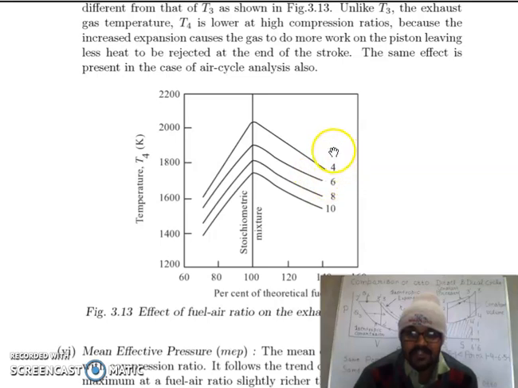So when your pressure ratio is 4, your exhaust temperature is high, which is of no use to us, which is wastage of energy. When R is 10, your temperature T4 is less, so higher compression is desirable. Unlike T3, the exhaust gas temperature T4 is lower at high compression ratios, because the increased expansion causes the gas to do more work on the piston, leaving less heat to be rejected at the end of the stroke. This point is important. The same effect is present in the case of air standard analysis also.